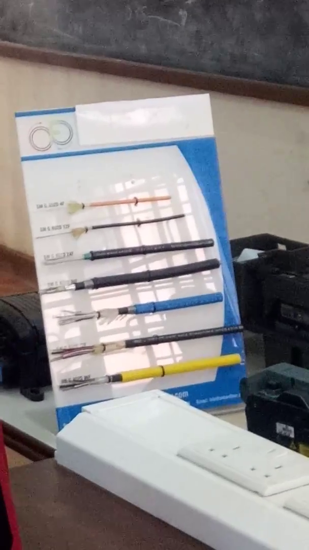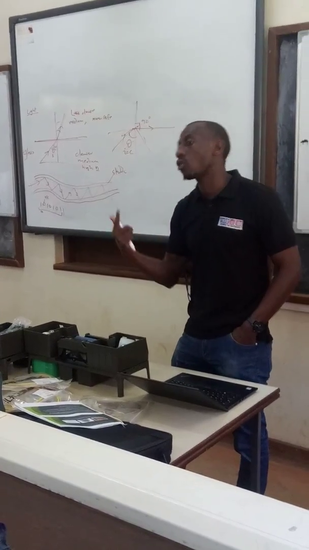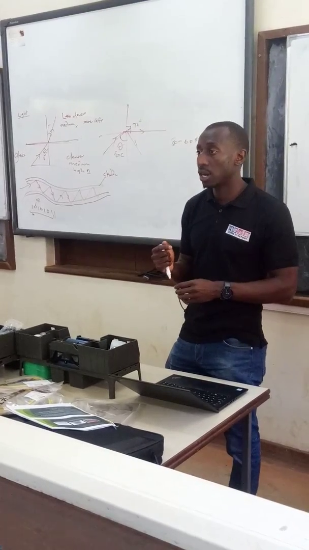Okay? You see the cladding on these fibers, because of color coding, the different claddings for different cores have different colors. Okay?